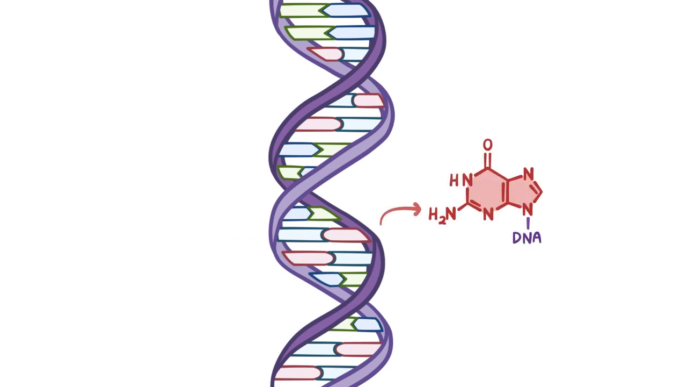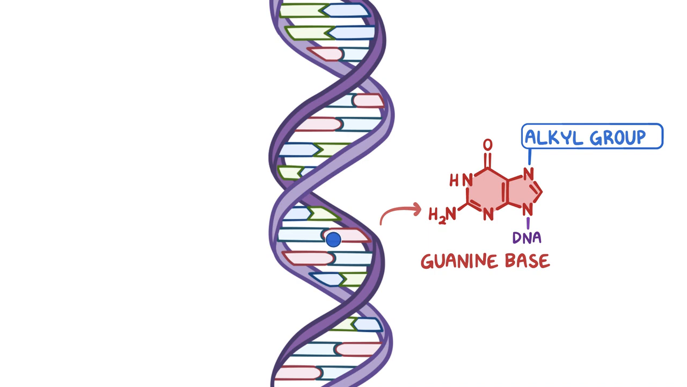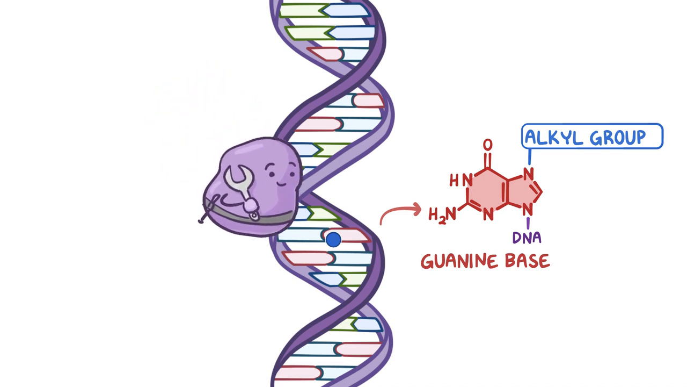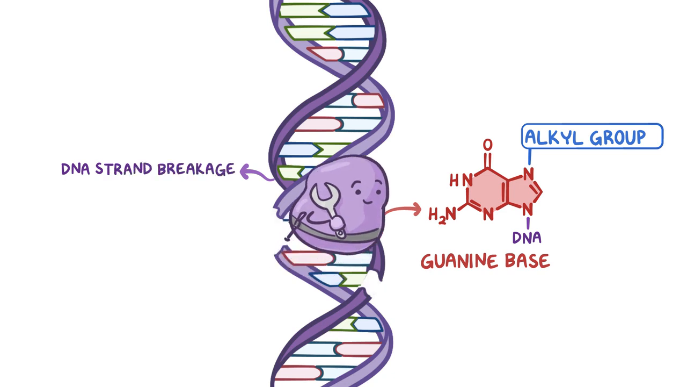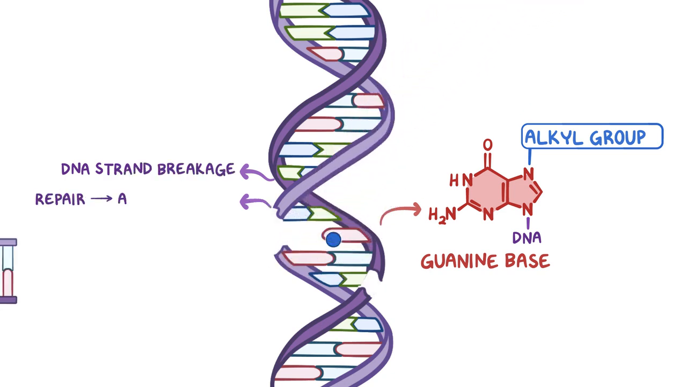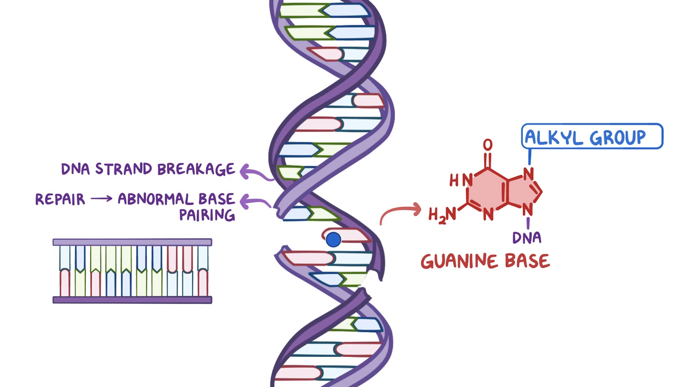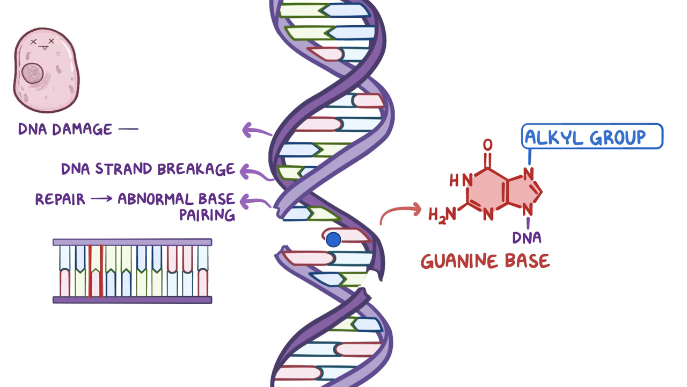Here's a DNA base, guanine. Alkylating agents attach an alkyl group at the number 7 nitrogen atom of guanine. Now, repair enzymes recognize that something's wrong, so they attempt to replace the alkylated bases and cause fragmentation of the DNA, or DNA strand breakage. When this section of the DNA is repaired, abnormal base pairing could result, like having a thymine paired up with a guanine instead of the usual cytosine. Eventually, the DNA damage results in cell death.